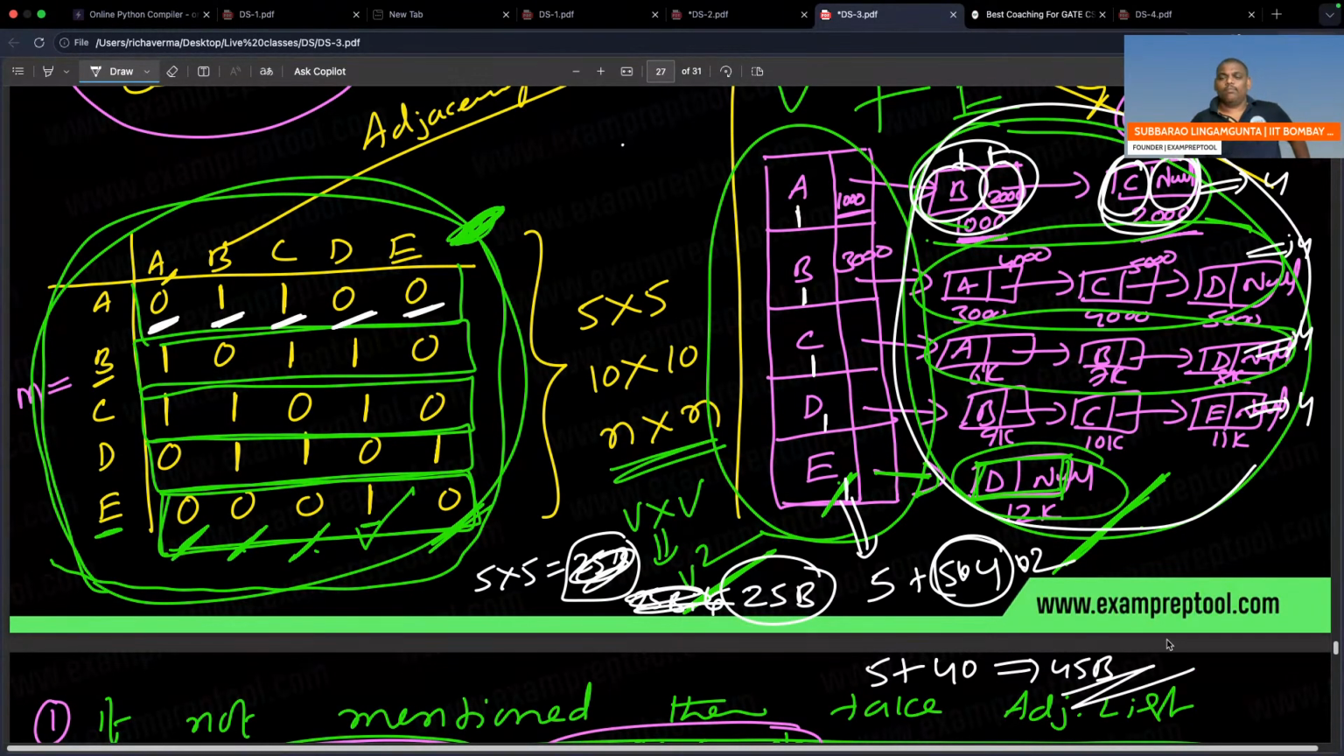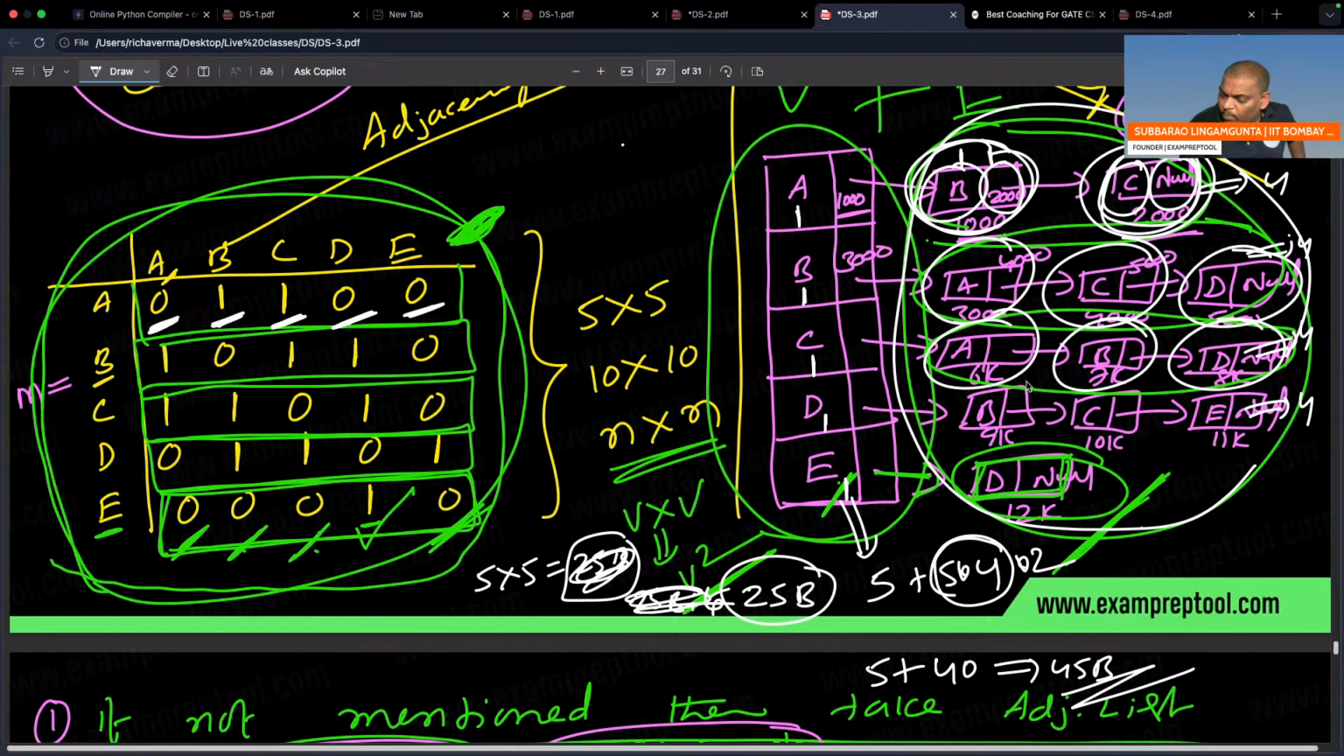Is it okay? The A linked list contains 4 people if it is a complete graph. B, C, D, E each contain 4 people. 5 4s, 20. Every one is 2 bytes because it is a node, not one element. I am talking about a complete graph: 20 nodes, every node 2 bytes. So 45 bytes, but with the matrix only 25. So for a complete graph, matrix is better.